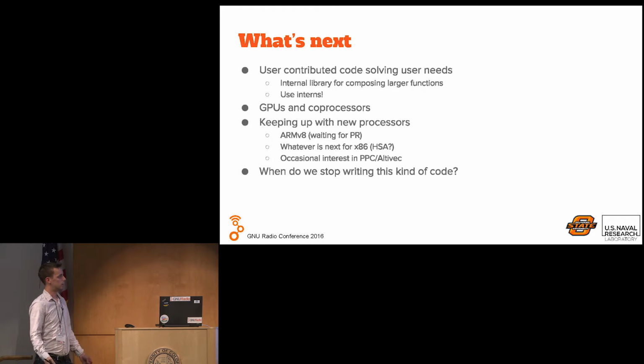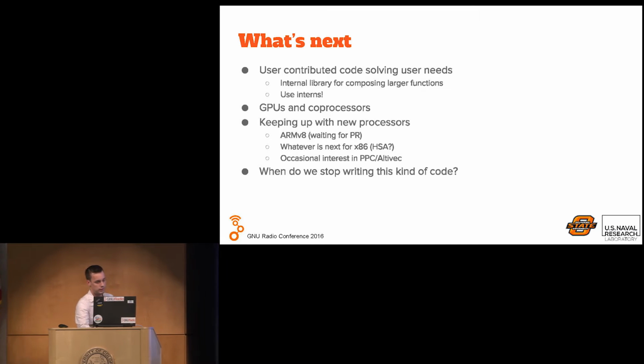And the other question is, when do we stop writing this kind of code? And that sort of relates to the panel discussion earlier. If we have these crazy system architectures in the future where we don't even know where the code will run, how do we write optimized code for it? Well, from where we stand right now, I don't necessarily think that's an issue.